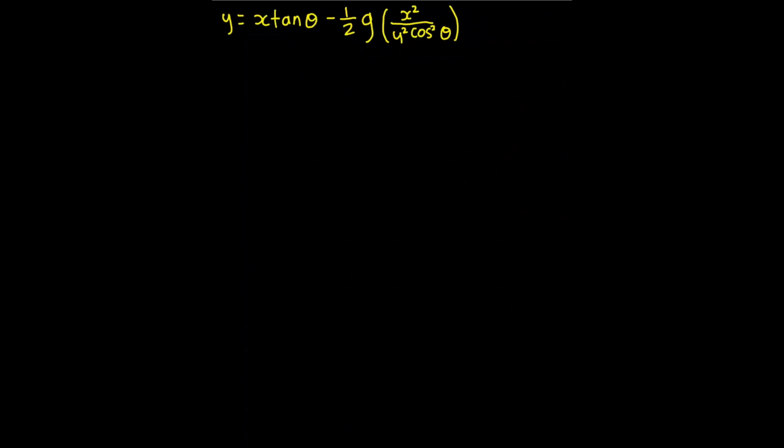Hey everyone, and today I'm going to show you how to derive this equation here for projectile motion. So first of all, recall what is projectile motion? Well, in projectile motion, the motion occurs in two axes, the x-axis and the y-axis. So here's the direction of launch of our object, and we'll take a parabolic path.